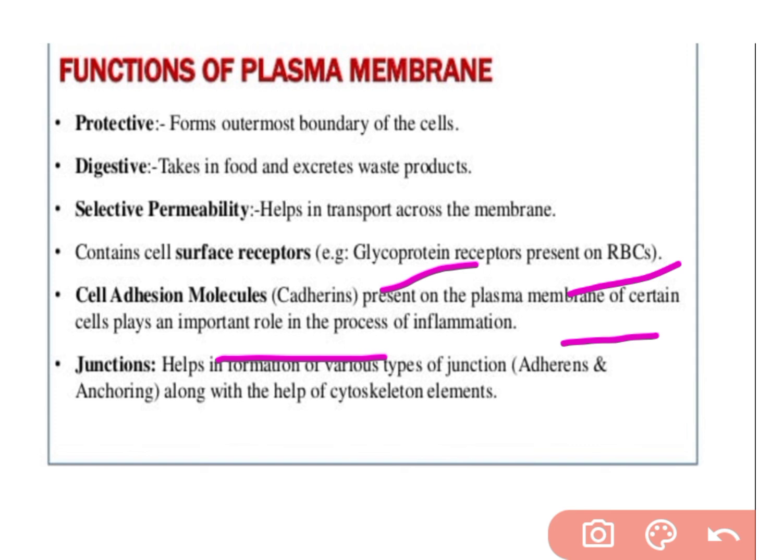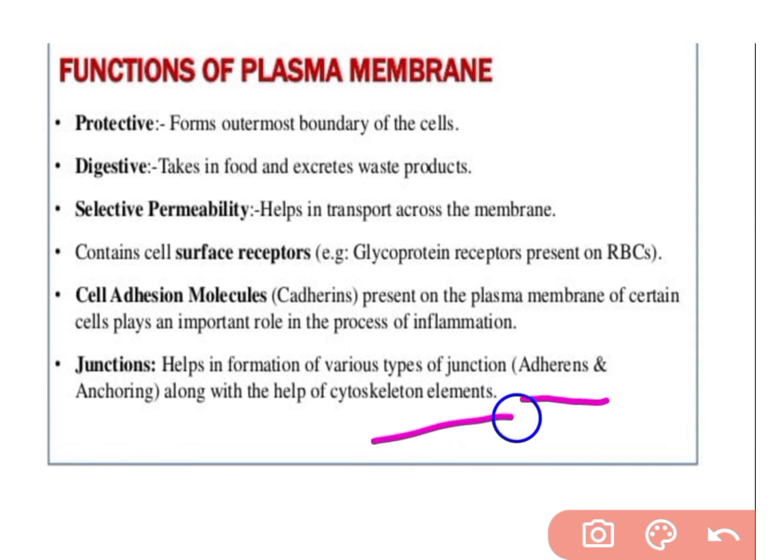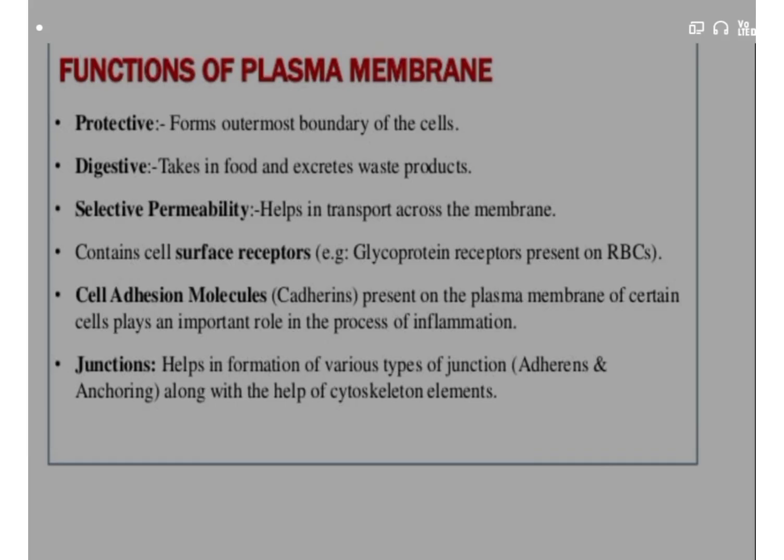Junctions help in the formation of various types of junctions, that is adherens and anchoring junctions, along with the help of cytoskeleton elements. And there are many other functions of the plasma membrane. Some selective points.